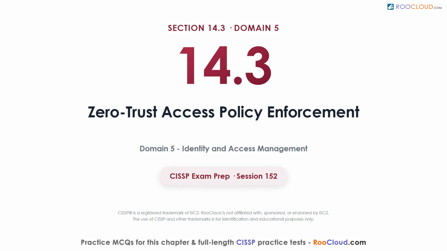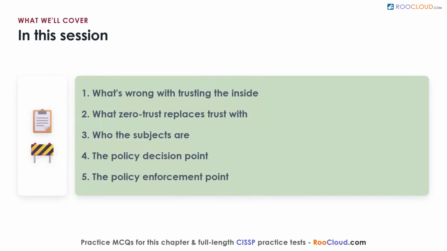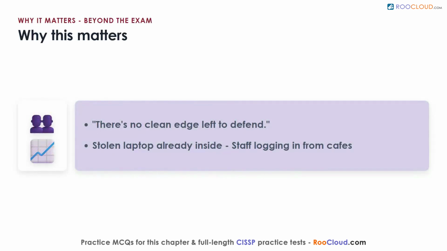Welcome to section 14.3. This is the 152nd session of the CISSP exam prep series. In this session, we'll explore zero trust access. What is wrong with trusting the inside of your network? What does zero trust replace that trust with? Who are the subjects in this model? How does the policy decision point actually decide? And how does the policy enforcement point carry out that decision? Why does this matter beyond the exam?